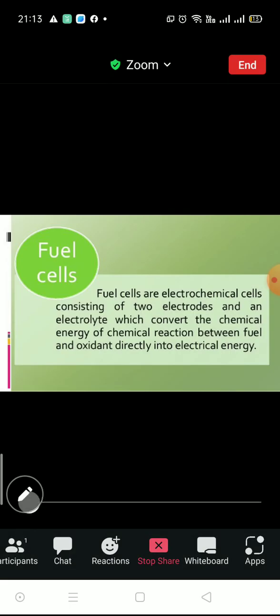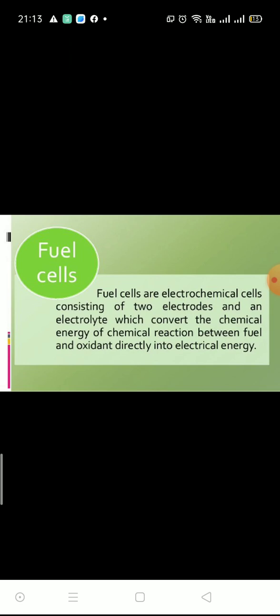Yes, let us define what a fuel cell is. Fuel cells are electrochemical cells consisting of two electrodes, cathode and anode, and an electrolyte, as in other cells also, which converts the chemical energy of the chemical reaction between fuel and oxidant directly into electrical energy. So what it is doing? It is changing the chemical energy of chemical reactions between fuel and oxidant into electrical energy.